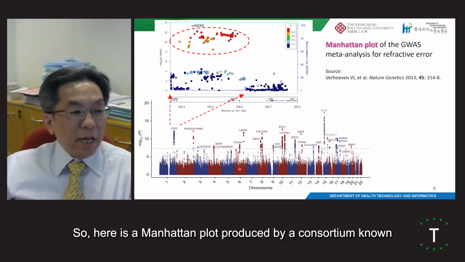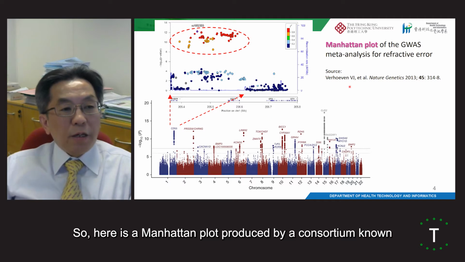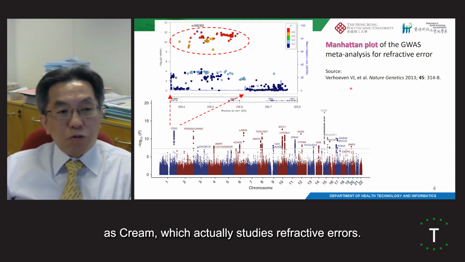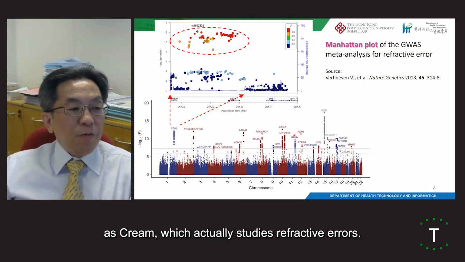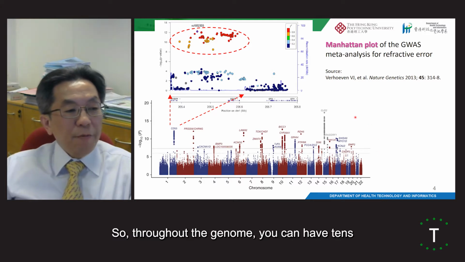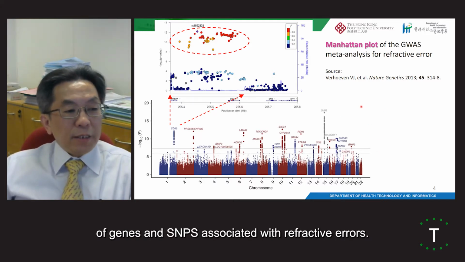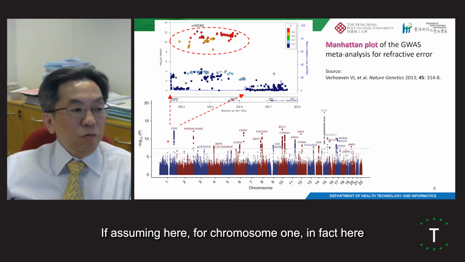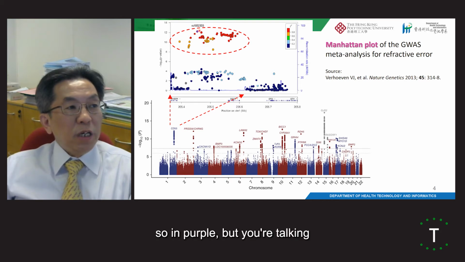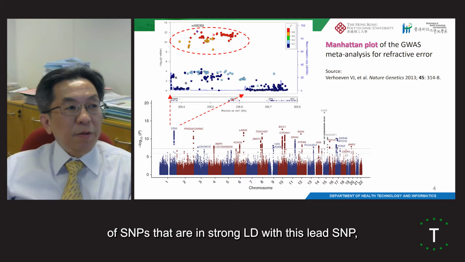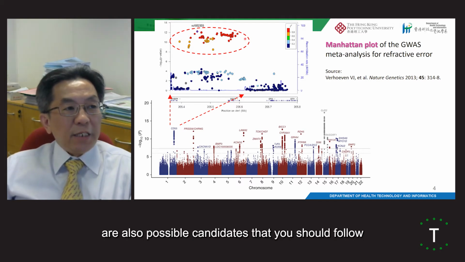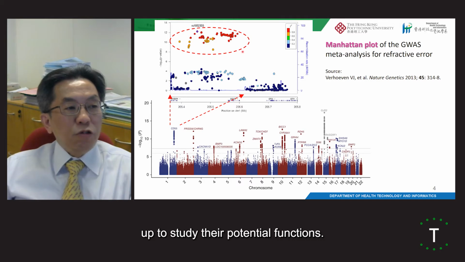So here is a Manhattan plot produced by a consortium known as CREAM, which studies refractive errors. Throughout the genome, you can have tens of genes and SNPs associated with refractive errors. If you zoom in here for chromosome 1, the lead SNP is this one shown in purple, but you're talking about tens to close to hundreds of SNPs in strong LD with this lead SNP that are also possible candidates that you should follow up to study their potential functions.